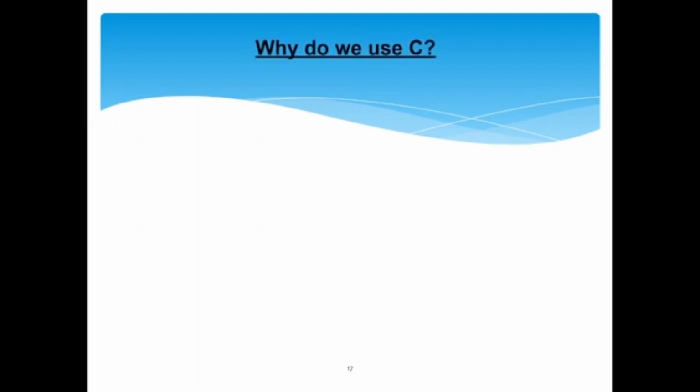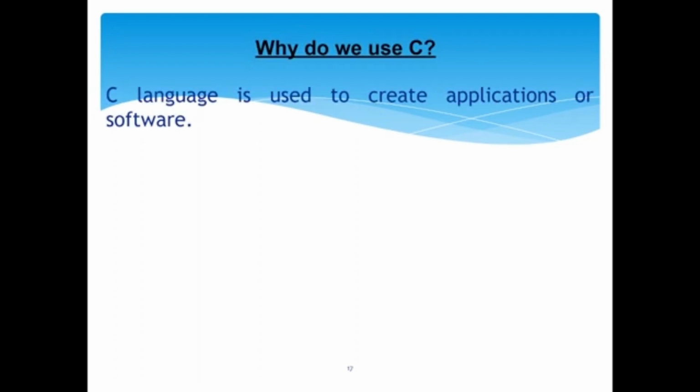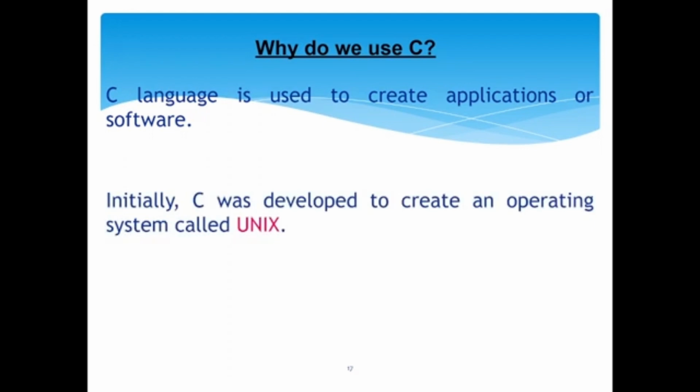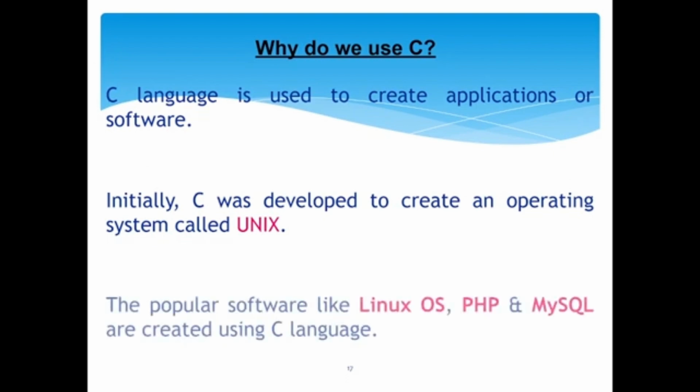Why do we use C? Simple, to create applications or software. And as I said earlier, it was developed to create an operating system, Unix. To interact with a computer, there was an operating system, Unix, and inside that Unix, you need to write programs that were written in C. Popular software like Linux OS, PHP, MySQL are created using C language.